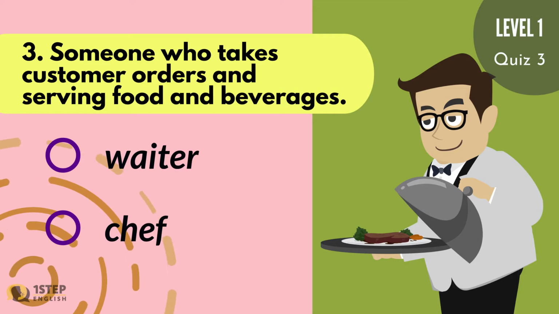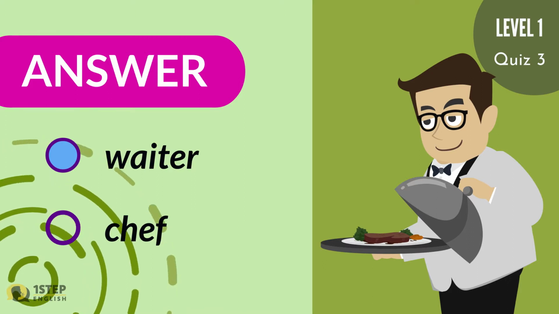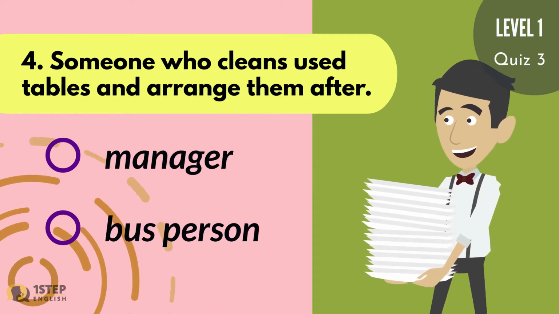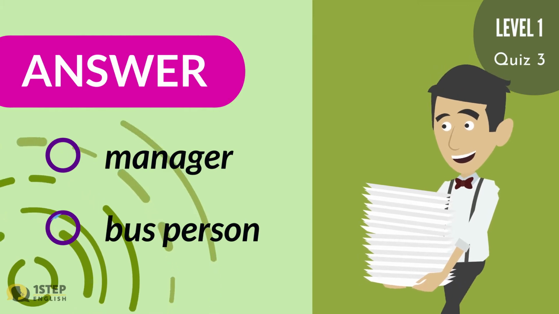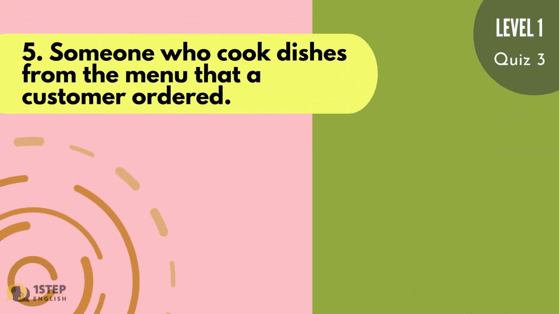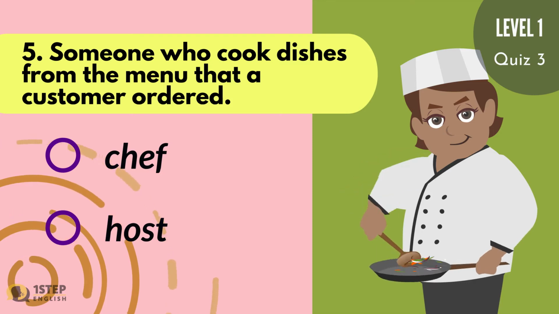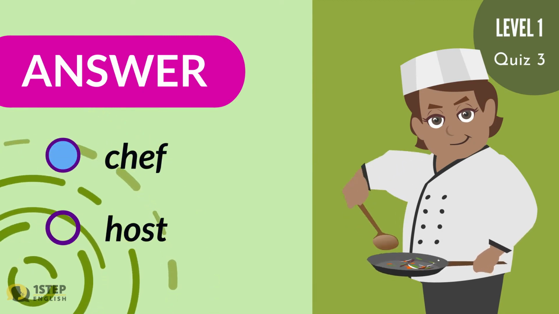Number 3. Someone who takes customer orders and serves food and beverages. The answer is waiter. Number 4. Someone who cleans used tables and arranges them after. The answer is bus person. Number 5. Someone who cooks dishes from the menu that a customer ordered. The answer is chef.